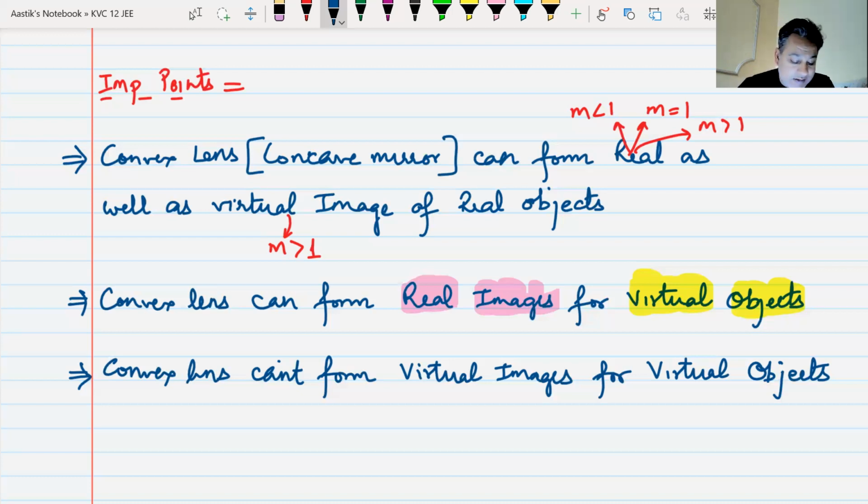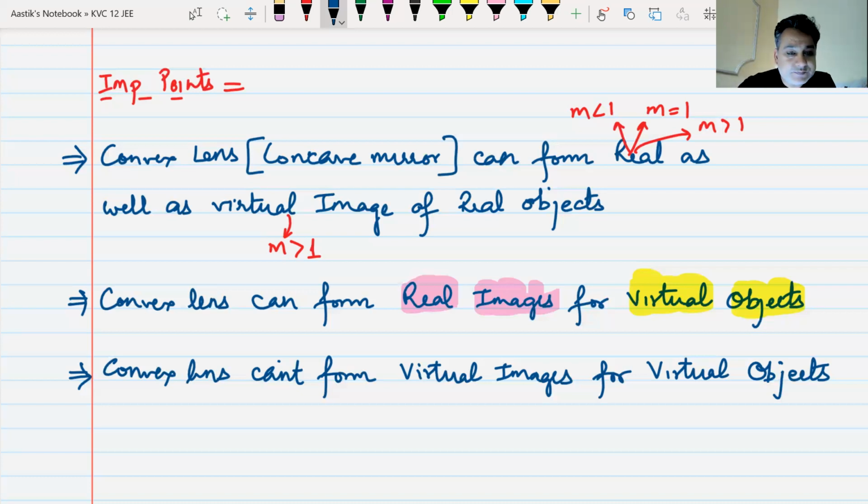Similarly, I can write 3 points for a concave lens. Can you tell me what will be the first point for a concave lens? Have you noted this? A concave lens can form only virtual images. Let us start with the real object. Have you written the first three? Yes, sir. So the black one is the concave lens.